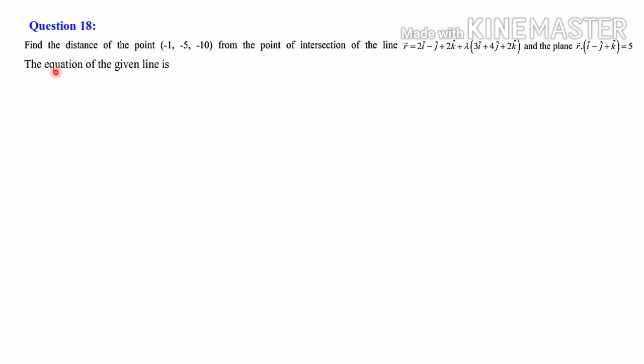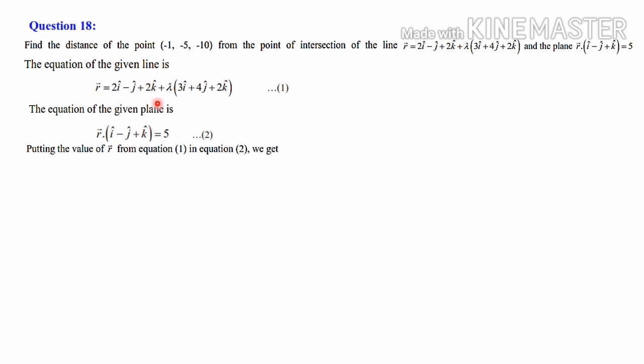So here the equation of the given line is vector r = 2i cap - j cap + 2k cap + lambda into (3i cap + 4j cap + 2k cap). Label it as equation number 1. The equation of the plane is vector r dot (i cap - j cap + k cap) = 5. Label it as equation number 2. These two are intersecting, so instead of r we can substitute its value in equation number 2. Putting the value of r from equation 1 in equation 2, we get (2i cap - j cap + 2k cap + lambda into (3i cap + 4j cap + 2k cap)) dot (i cap - j cap + k cap) = 5.